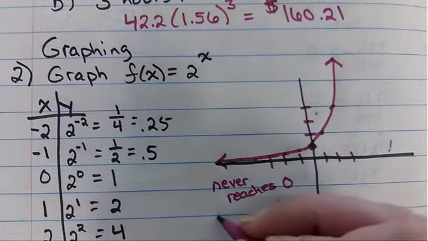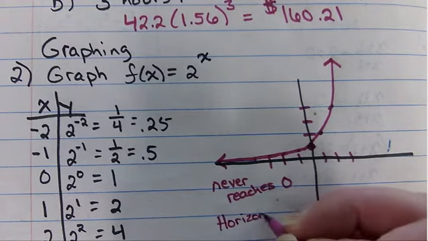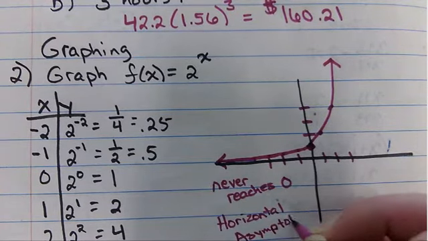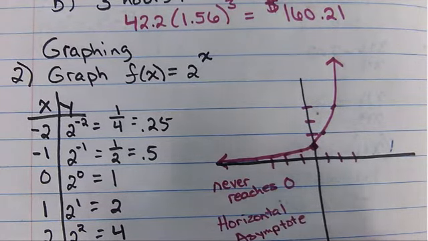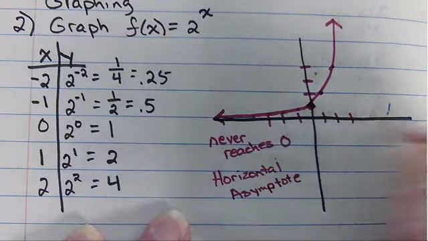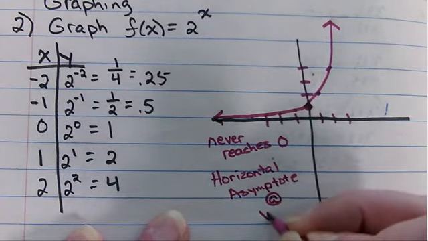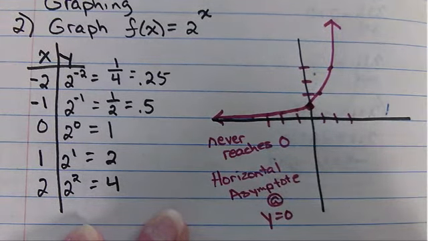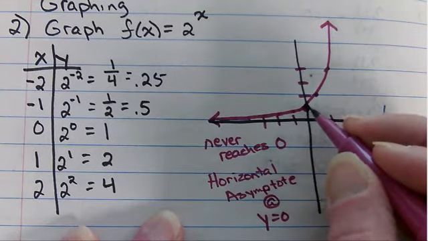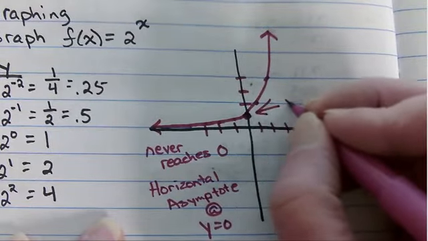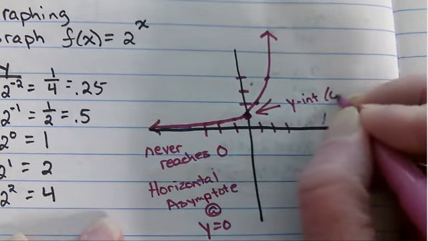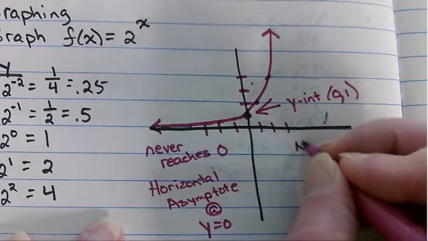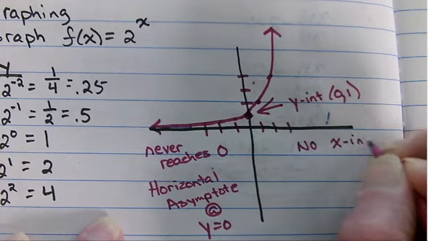This is called a horizontal asymptote. So I have a horizontal asymptote at the x-axis, so at y equals 0. It never reaches 0, so that's where the horizontal asymptote is. We can see our y-intercept pretty easy. There's my y-intercept. It's at 0, 1. I don't have any x-intercepts. That's interesting because it never hits the x-axis.